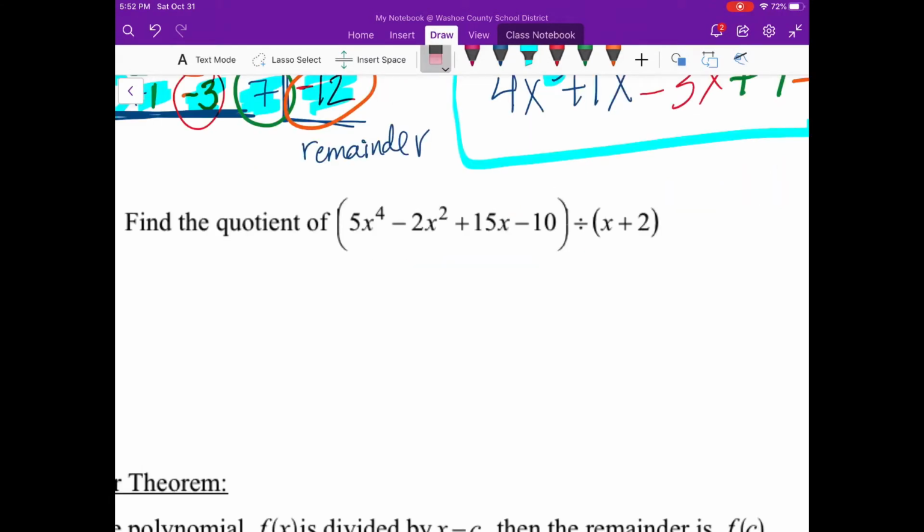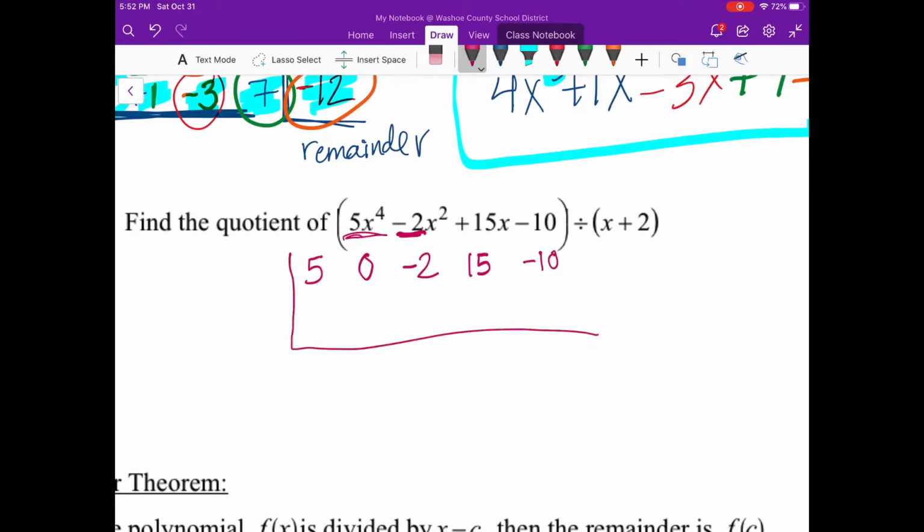So here we have an example of where we are going to need a placeholder for x to the 3rd. Okay, so I have 5x to the 4th, and then I don't have an x to the 3rd. So when I'm writing down my coefficients, I need to make sure I use a 0 as a placeholder before I go on and put negative 2. If I don't put in the placeholder, then I'm going to get this whole problem wrong. So please make sure you check for that. Then keep going with your coefficients. We have a positive 15 and a negative 10. And these are the numbers that I'm going to use for my division.